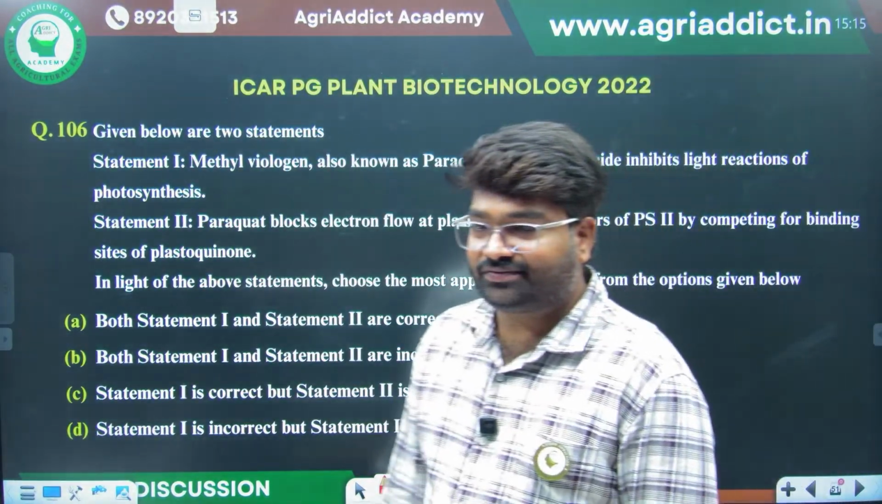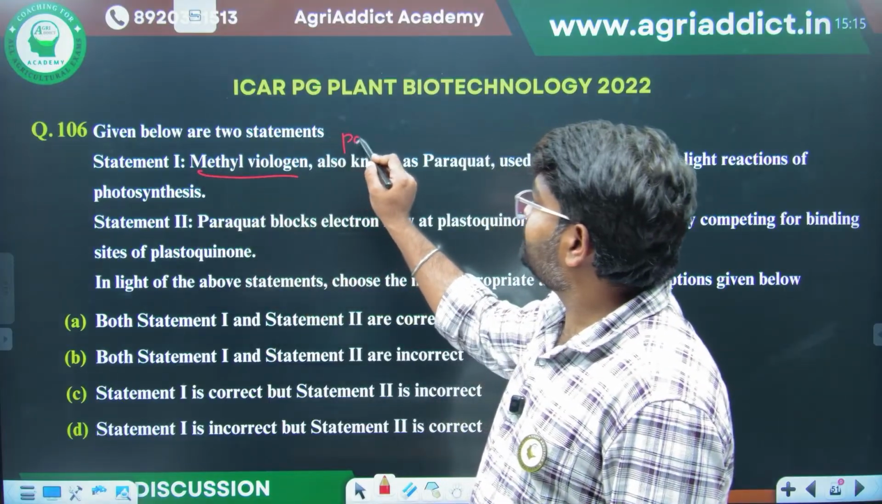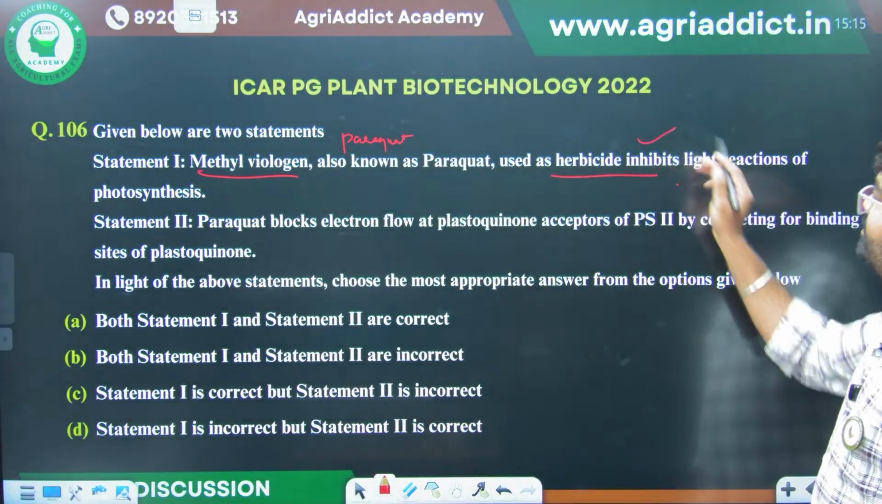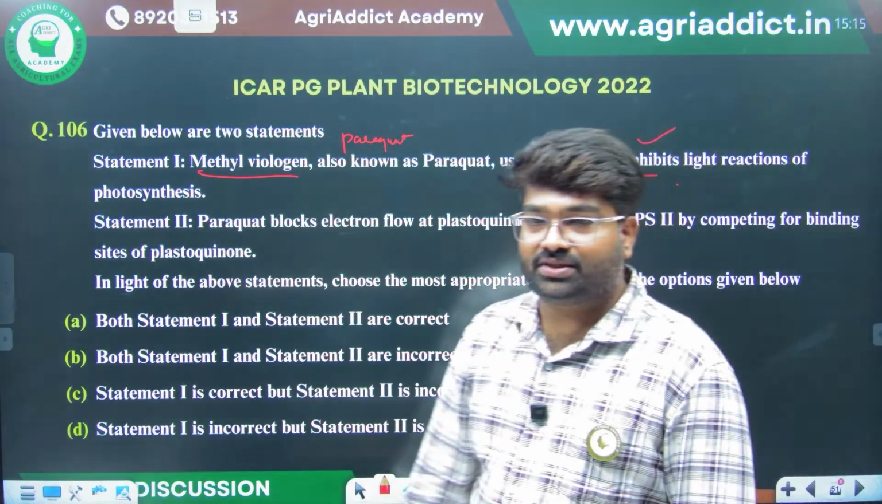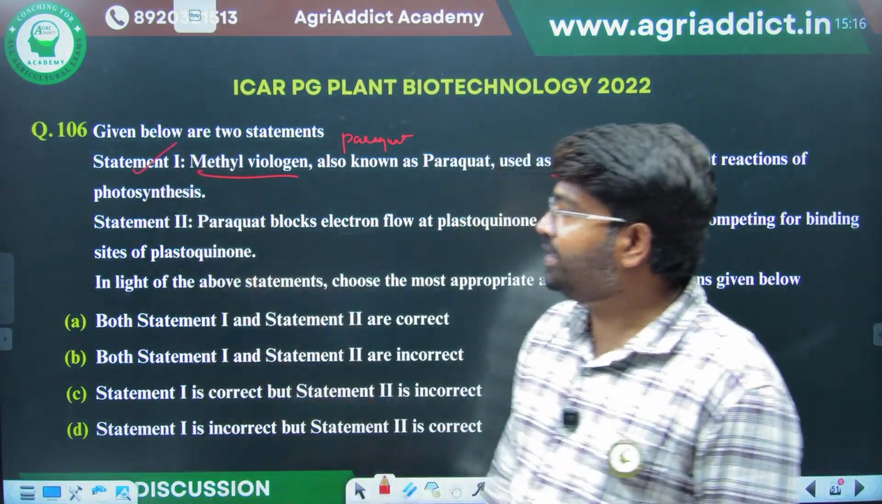Methyl viologen, this we have already discussed. Methyl viologen is also known as paraquat, used as a herbicide that will inhibit the light reaction of photosynthesis. In our class itself, we have discussed. Yes, this is true.